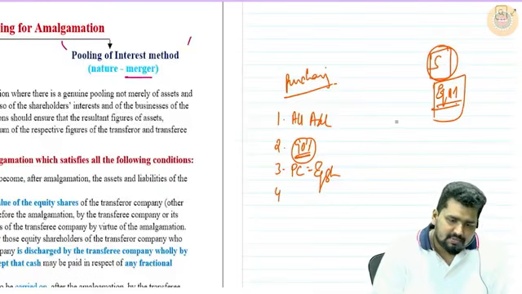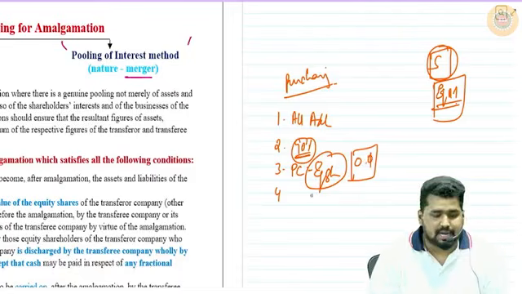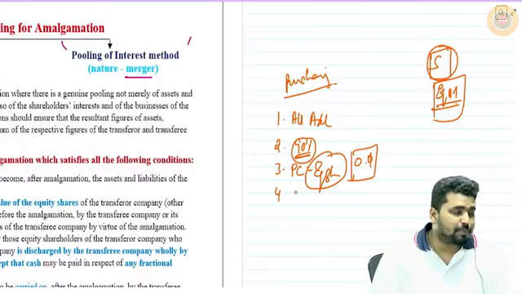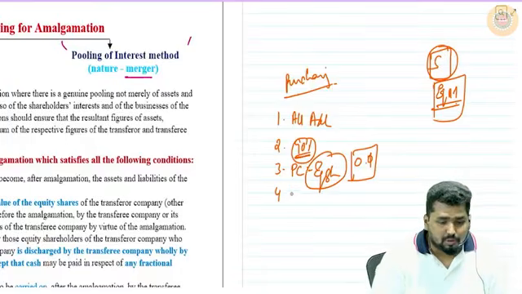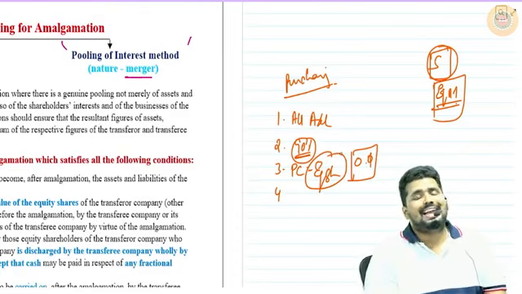Point number 4. Once they become the owners of the company, we will also be there, these people will also be there. So they are also owners, we are also owners. Now they are telling, okay sir, that business, what we have to do? That business should be continued by the purchasing company. So the business of the selling company or transferor company should be continued by the transferee company.